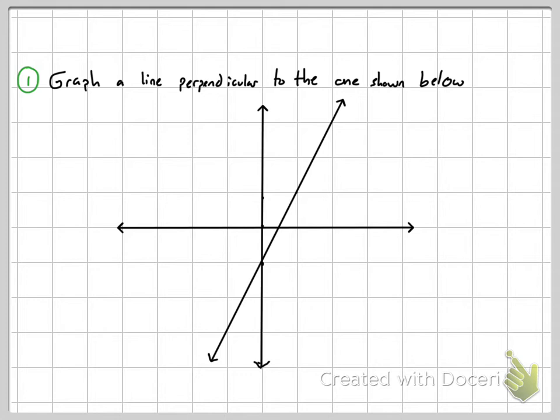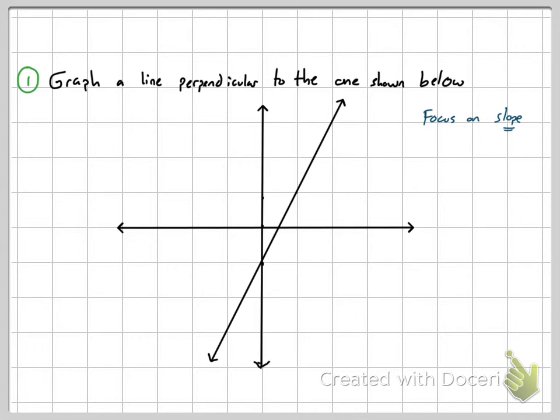Now, a type of problem that you might see tomorrow or on an upcoming test would be something like this. I have a diagram with some line drawn on there. I didn't necessarily give you the equation, but I want you to graph a line perpendicular to it. I don't really need an equation for this line. I just want to focus on the slope that I see.